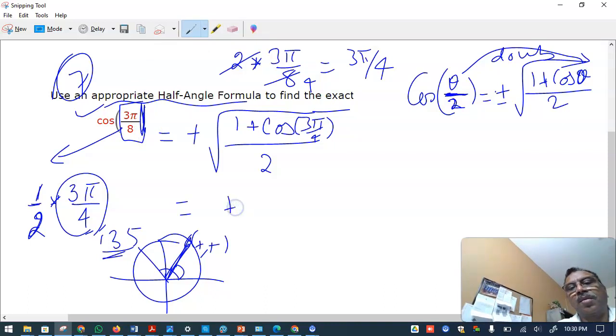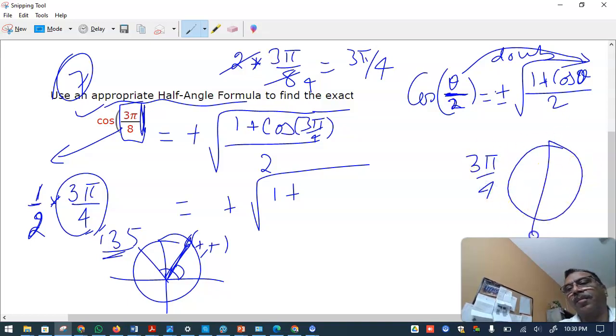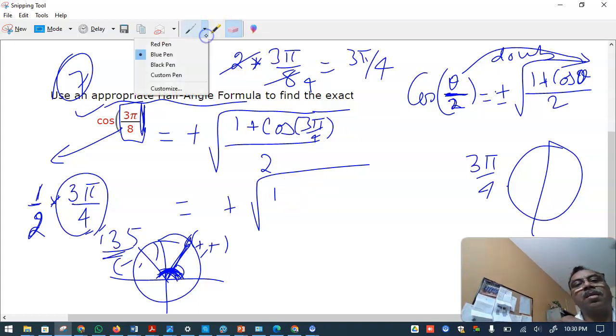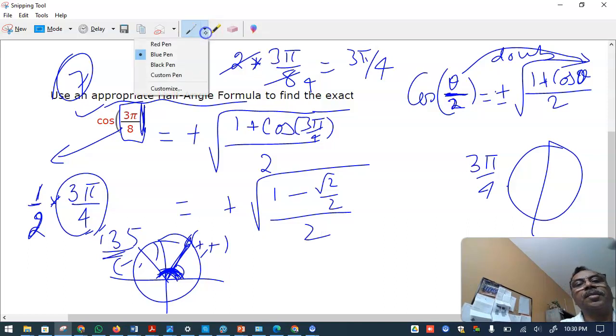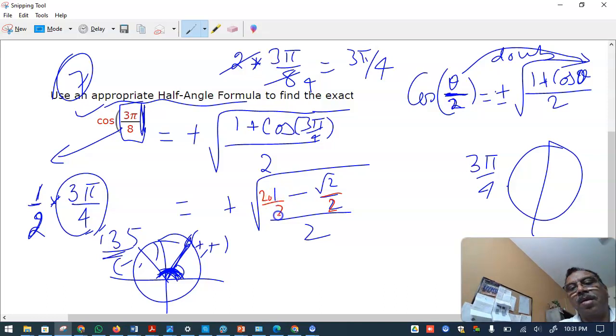So this will be plus square root of 1 plus cosine of 3 pi by 4. 3 pi by 4 is, as already shown here, in the second quadrant. Cosine is negative, so we put just a minus here. And cosine of 45 degrees is root 2 over 2. Because there's a 2 in the denominator, you multiply and divide by 2, so you get.